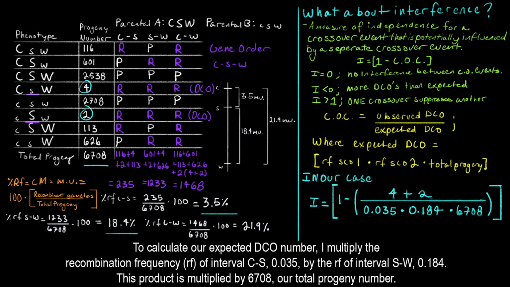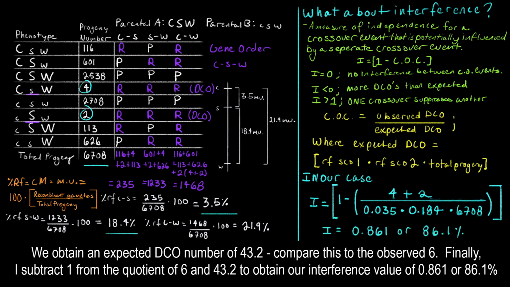To calculate our expected DCO number, I multiply the recombination frequency of interval CS, 0.035, by the recombination frequency of interval SW, 0.184. This product is multiplied by 6,708, our total progeny number. We obtain an expected DCO number of 43.2. Compare this to the observed 6. Finally, I subtract 1 from the quotient of 6 and 43.2 to obtain our interference value of 0.861 or 86.1%.